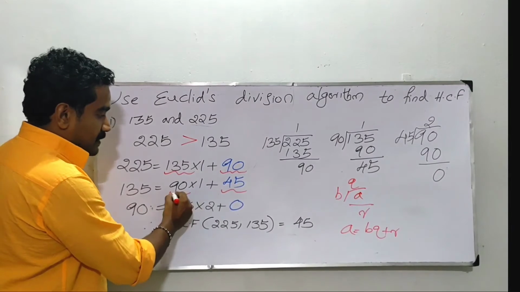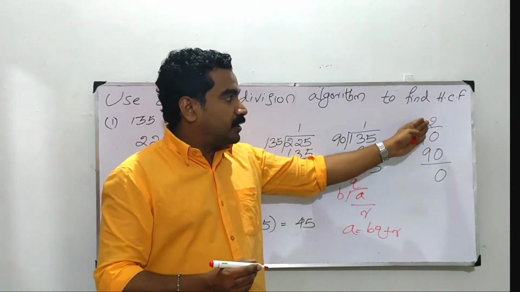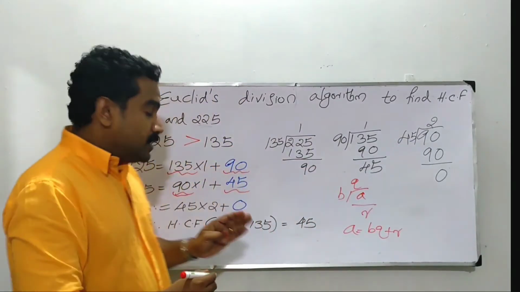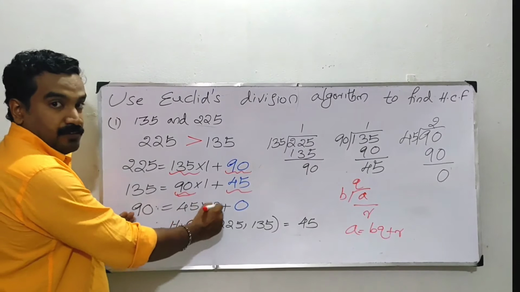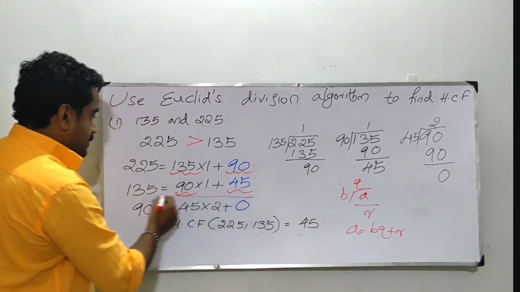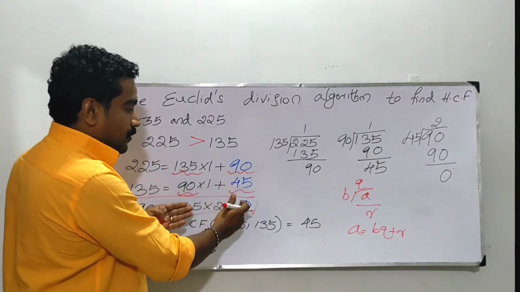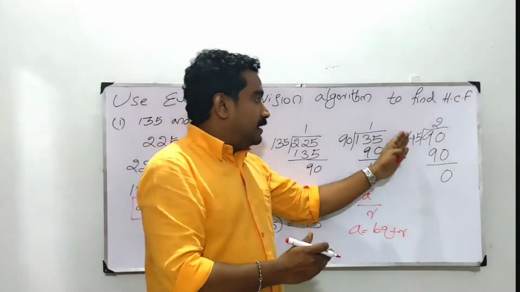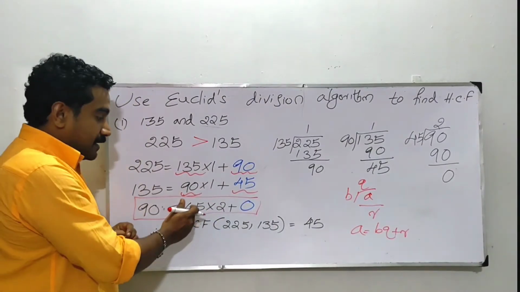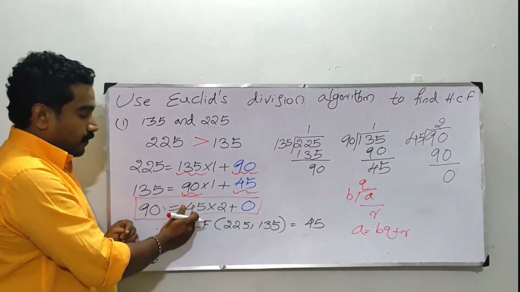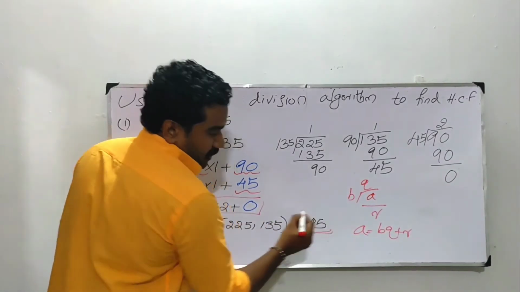That is, we want to consider this 90 and this 45. Then divide 90 with 45. What is 90 with 45? The quotient is 2 and the remainder is 0. Then we can stop this process. That is, you can write 90 equal to 45 into 2 plus 0. So this is the final step. When the remainder is 0, what is the divisor? The divisor is 45. That is the answer. So the HCF of 225 and 135 is 45.